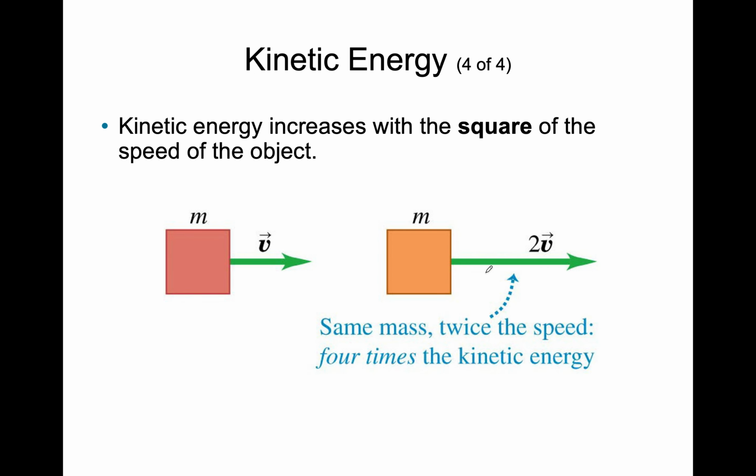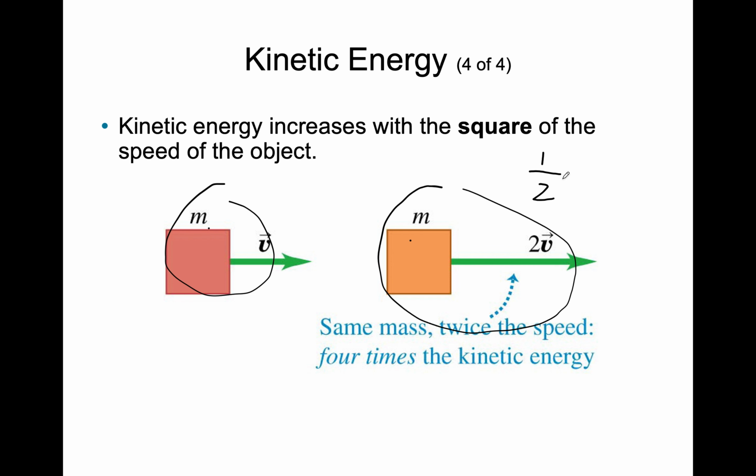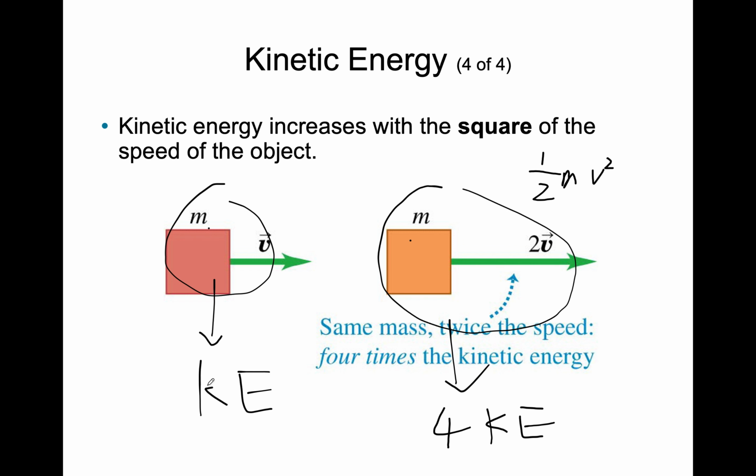Now, on the other hand, if we double the speed, what's going to happen? How does the kinetic energy of those two objects compare? The masses are the same, and kinetic energy is 1/2 mv squared, right? So this one actually has 4 times the kinetic energy compared to this object, because kinetic energy is proportional to speed squared. If you double the speed, kinetic energy would quadruple.